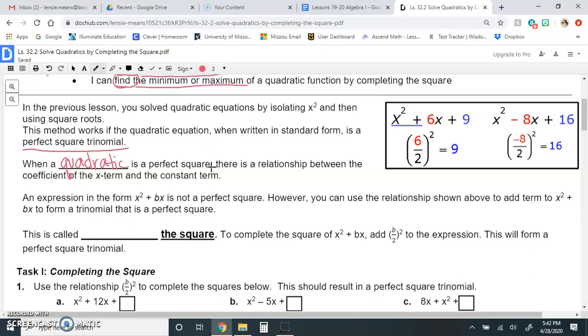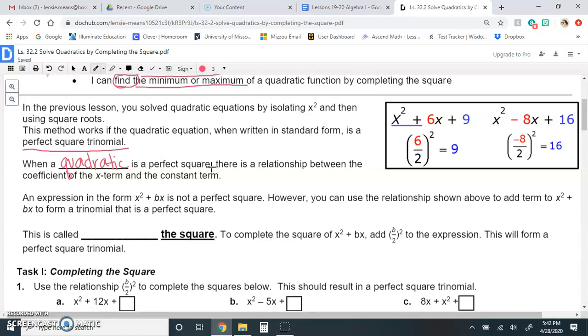So basically, we can use algebra to manipulate a quadratic function to make it a perfect square and then solve using this strategy. Remember, we've done several strategies already for solving quadratics. There are 5 total, and we have already solved by factoring, by square roots, and by graphing. So solving by completing the square is our 4th strategy in solving quadratic functions.